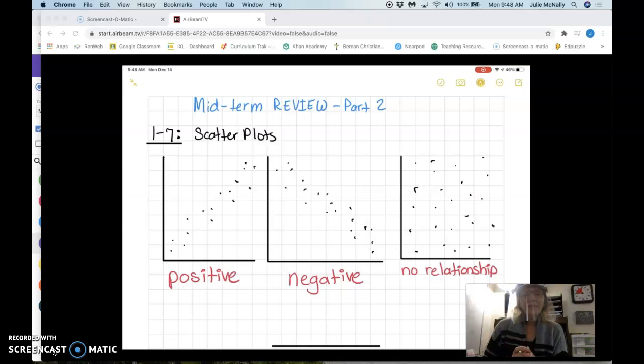And the last one, no relationship, those examples were like your height and your hair color. They have no relationship. Like you could be short with blonde hair or you could be tall with blonde hair. You could be short with brown hair or you could be tall with brown hair.